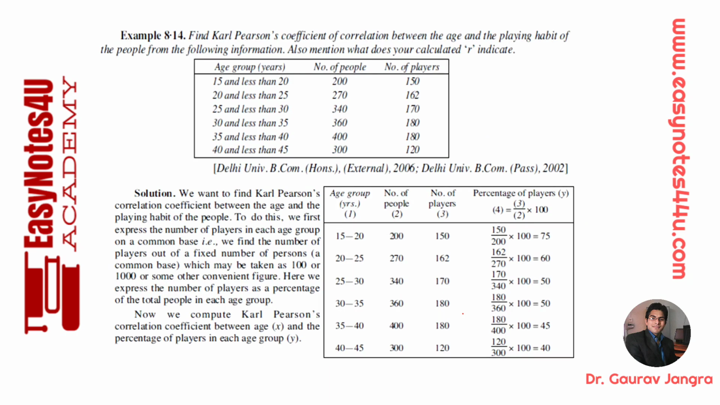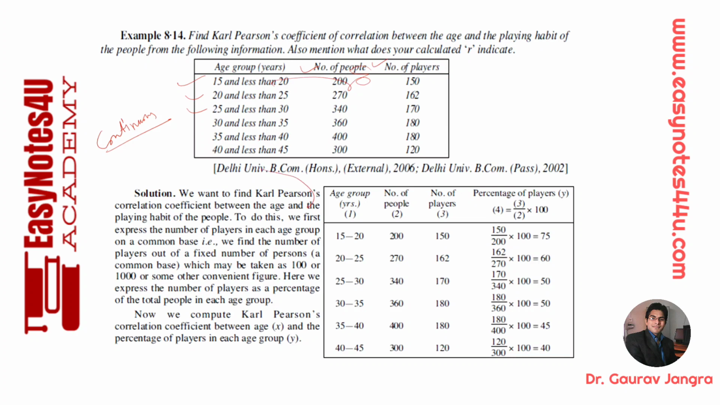Now this is one more example given of how you can solve the coefficient of correlation. So the age group is given as 15 and less than 20, 20 and less than 25. So which type of series is that? It is a continuous series. Okay, so now number of people is given and number of players. So two things are given. So the one value is given, the x. So how you can calculate the other value y? So find the coefficient of correlation between the age and the playing habits.